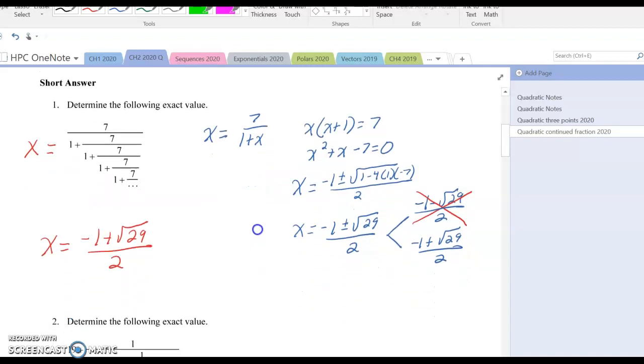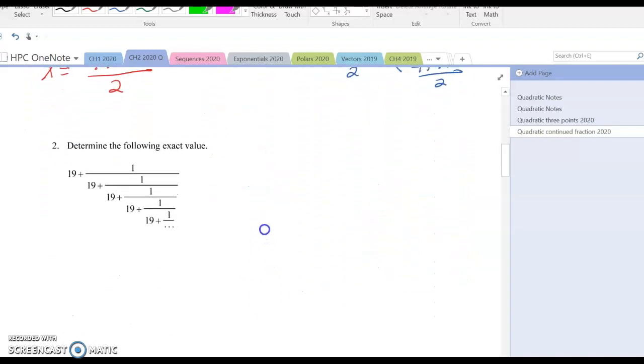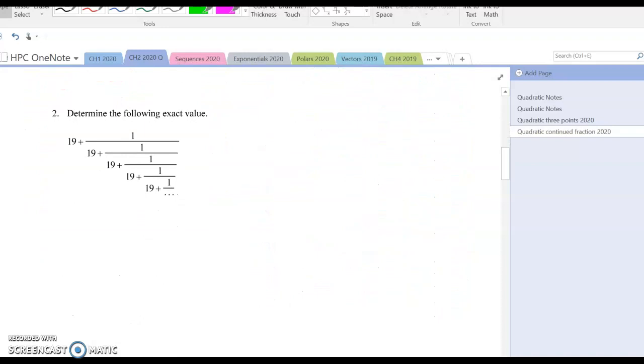I'm going to go through one more example, and then the worksheet has some other examples that you can try. If you want to pause the screen and try this problem before you listen to me, that'd be great.